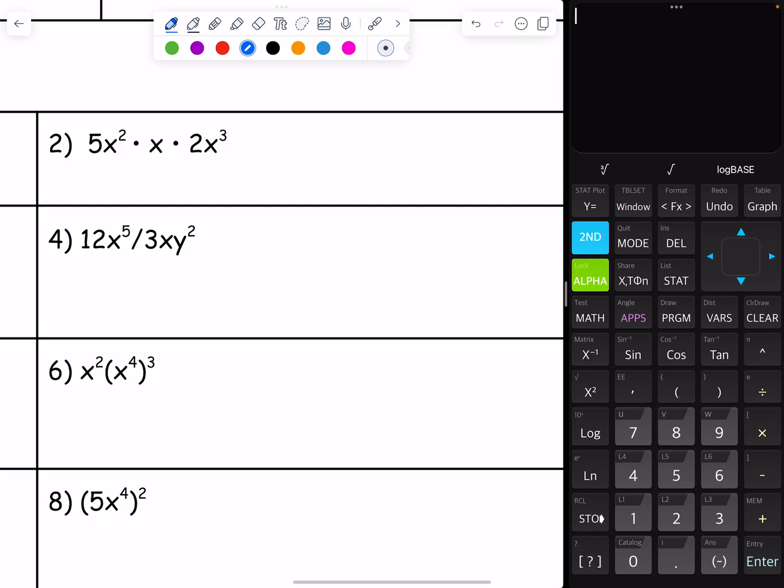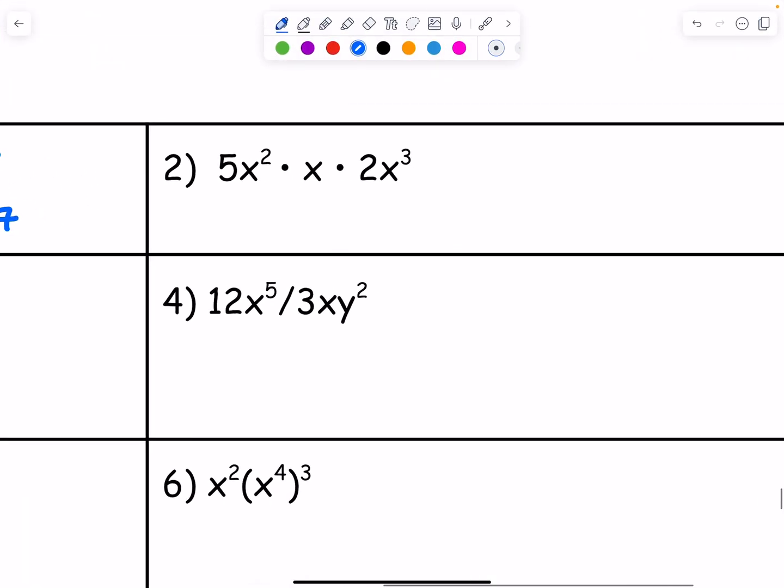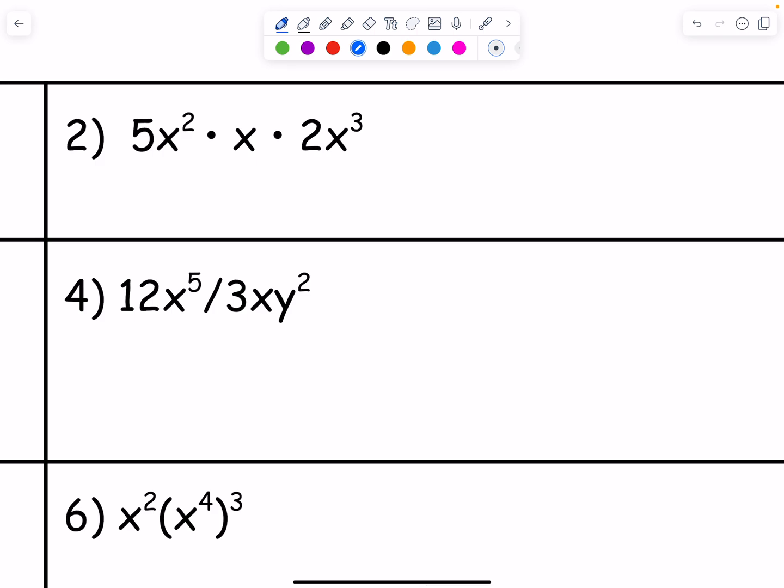For number 2, we have 5x squared times x times 2x cubed. So you want to multiply your coefficients, which are 5 times 2, just like you normally would. So 5 times 2 would give you 10. And then the exponent rules go with these like bases, your variables. That's where your exponent rules come in. And so you have x squared, you have x to an understood first power, and then you have x cubed. So you just need to add the 2 plus the 1 plus the 3. Then all together, that would give you 10x to the 2 plus 1 plus 3, which is 6. So 10x to the 6th power.